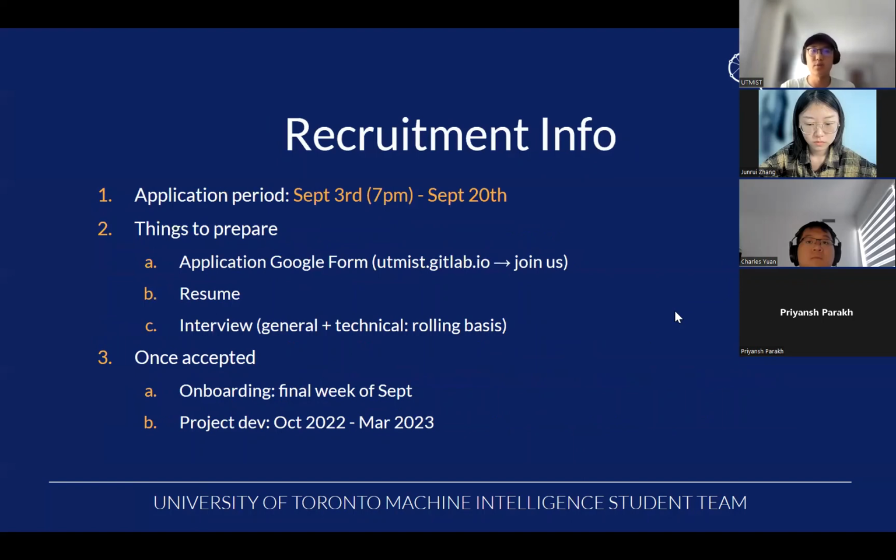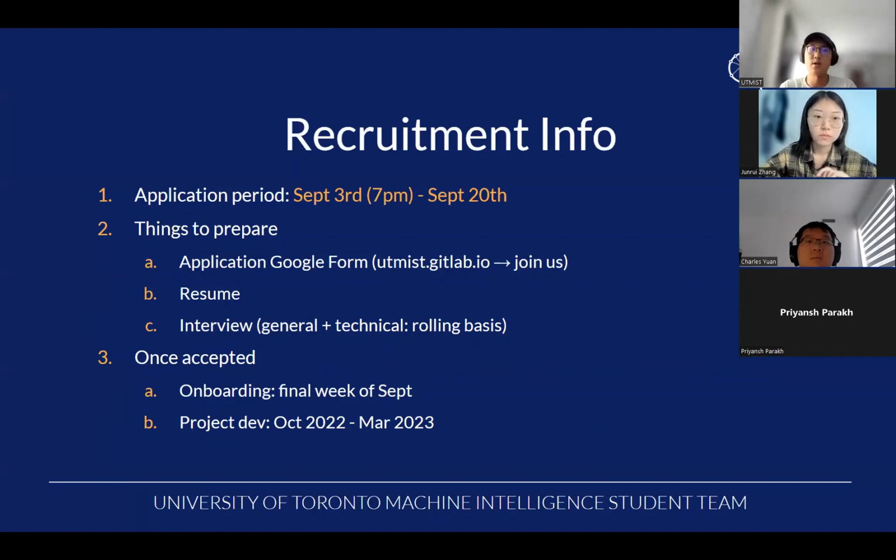And regarding the recruitment period, it will start tonight at 7 p.m. All the information on the projects and the Google form for application will be uploaded to our website by 7 p.m. tonight. And it will go on for roughly 3 weeks until the 20th of September.